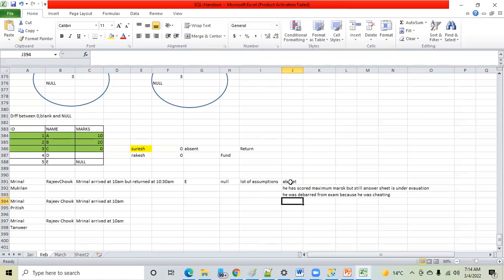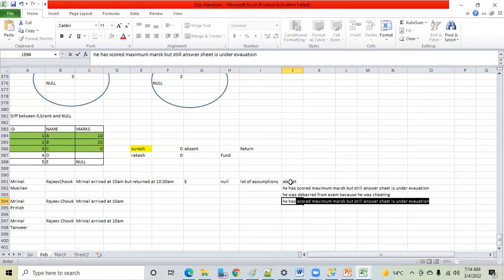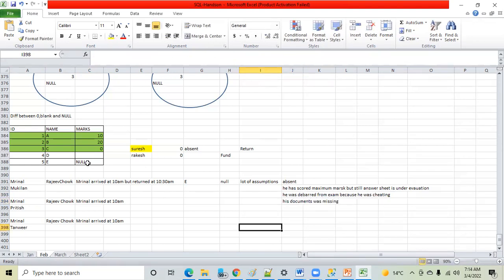Okay. Or maybe he has his documents missing. Maybe. So a lot of assumptions are there. So that is why we have put null. So null itself contains a lot of assumptions. Okay, so that is why if you're comparing two nulls, SQL will get confused. Should I compare absent with other absent?